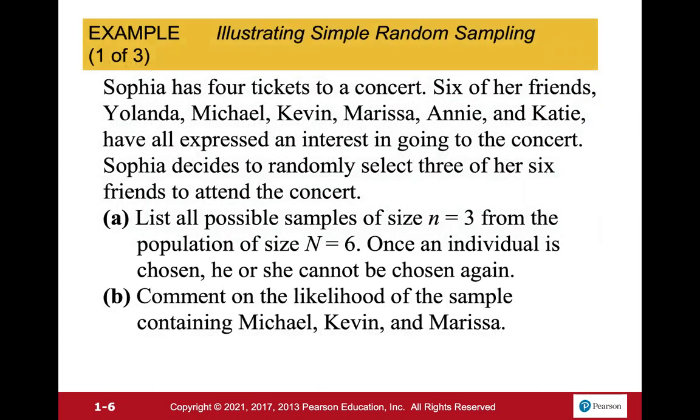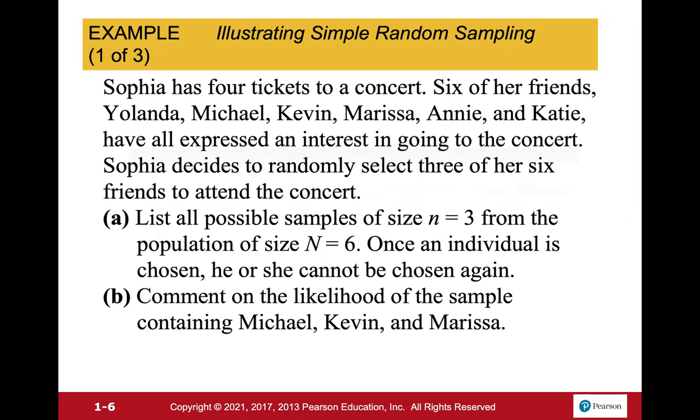Okay, Sophia has 4 tickets to a concert. 6 of her friends, Yolanda, Michael, Kevin, Marissa, Annie, and Katie, have all expressed an interest in going to the concert. Sophia decides to randomly select 3 of her friends to attend the concert. List all possible samples of size 3 from the population of size 6. Once an individual is chosen, he or she cannot be chosen again. So basically we can't have Yolanda, Yolanda, and Yolanda as one of the samples. It has to be Yolanda and 2 other people.